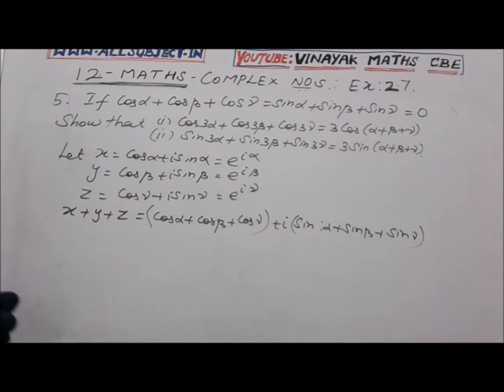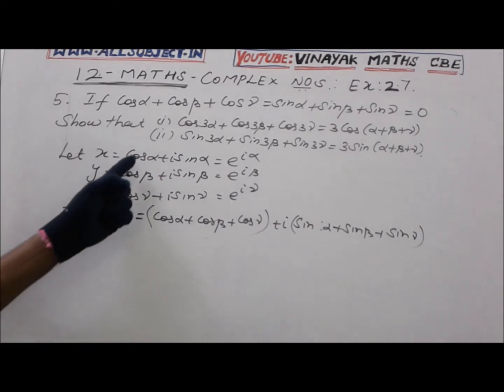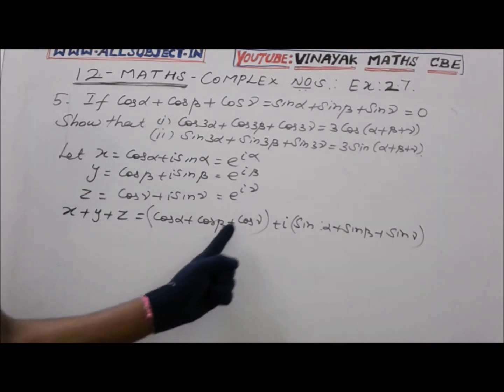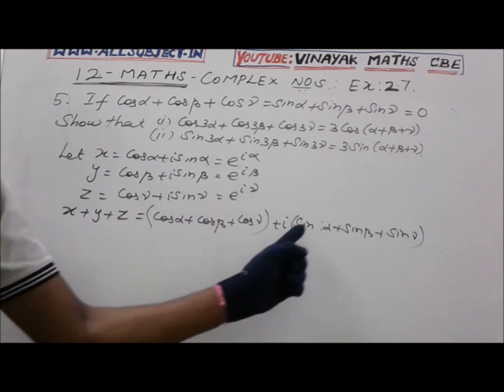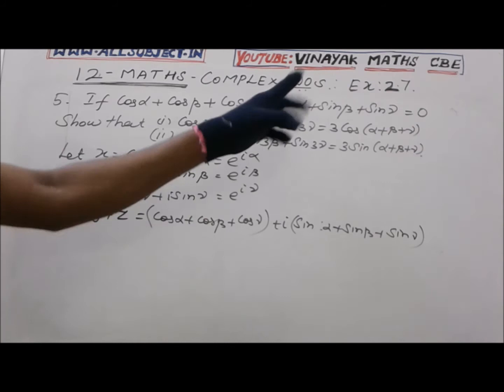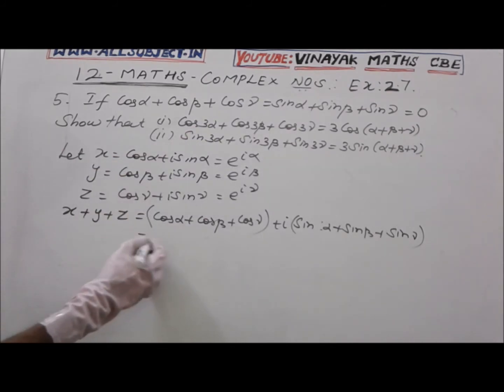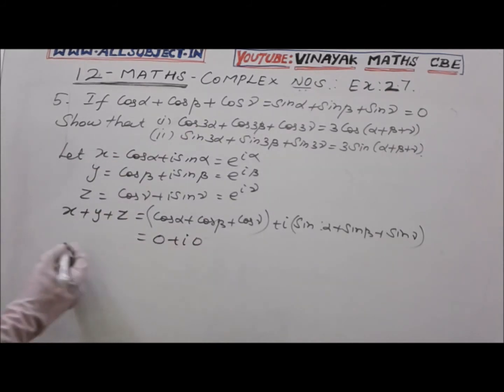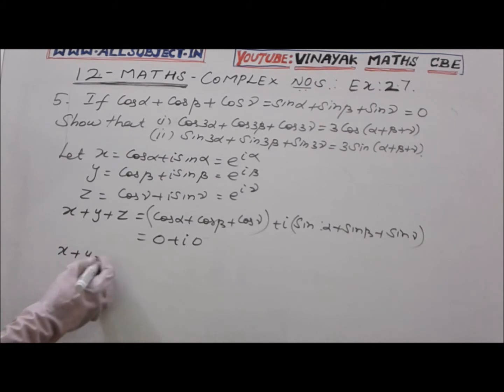Adding these three complex numbers that I have formed, here the sum of the real part, cos alpha, cos beta, cos gamma, and the sum of the imaginary part, sin alpha, sin beta, sin gamma, by the given result they are 0. So it is equal to 0 plus i0. So x plus y plus z equal to 0.